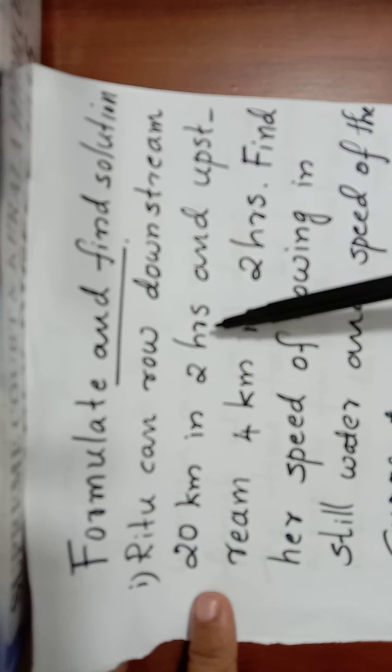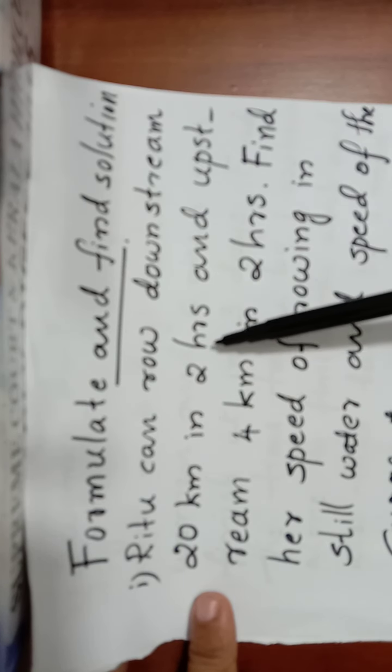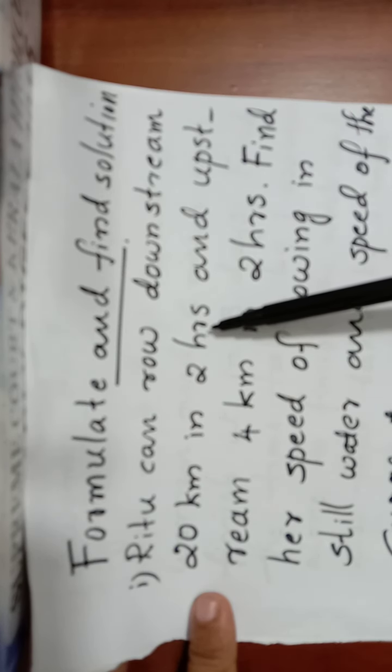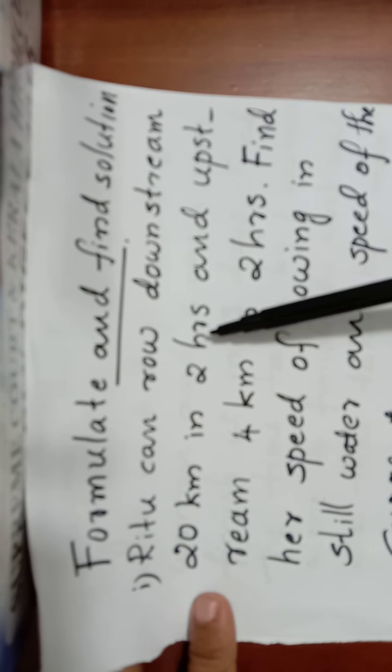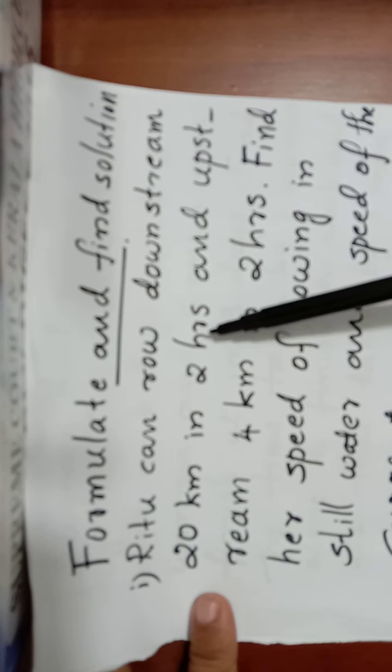Ritu, a girl, is rowing a boat downstream. So the distance traveled by her is 20 km, and the time taken is 2 hours. Downstream movement is somewhat easy, since she is moving along with the flow of the water. Distance 20 km, time taken 2 hours. We do not know the speed of rowing in still water as well as the speed of the current. Both of these we have to find out.